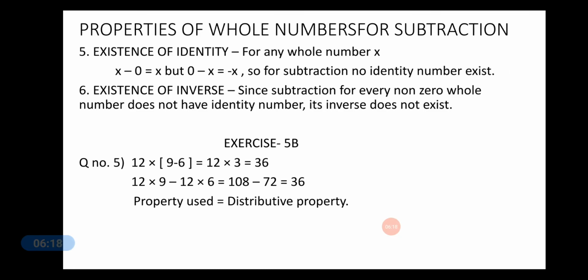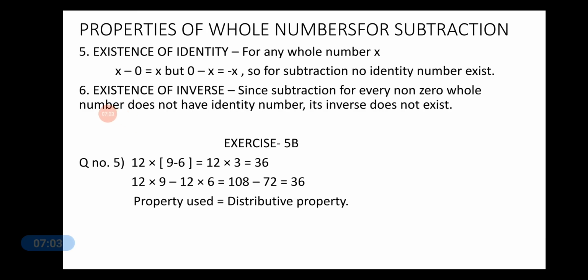Existence of identity. For any whole number x, x minus 0 will give you the answer x. For example, 5 minus 0 will be equal to 5. But if I try to write 0 minus 5, will my answer be only 5? No, my answer will be minus 5. Here 0 minus x is equal to minus x. So for subtraction, no identity number exists. That is, there is no existence of identity, leaving 0 only, because 0 minus 0 will always give you the answer 0, which is a whole number.